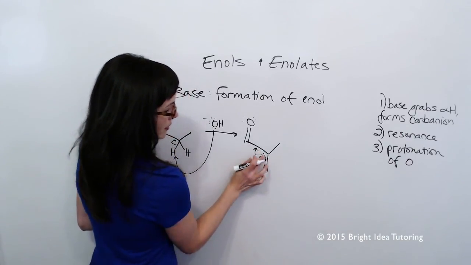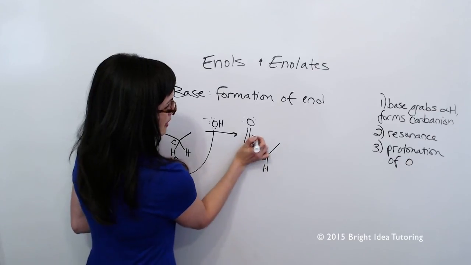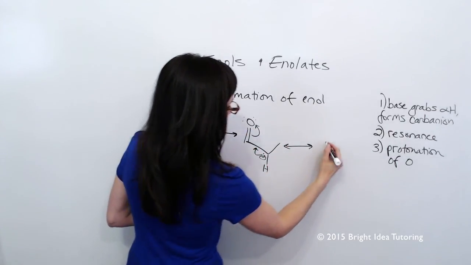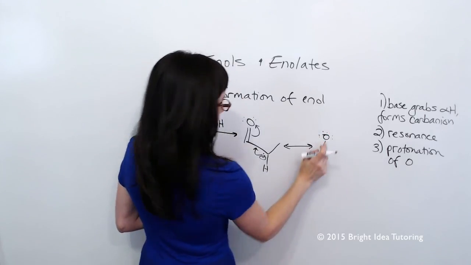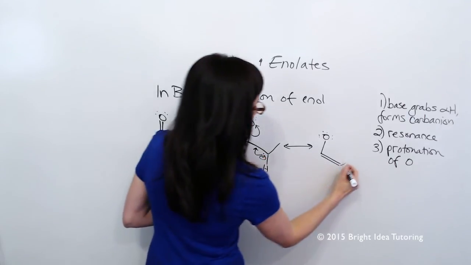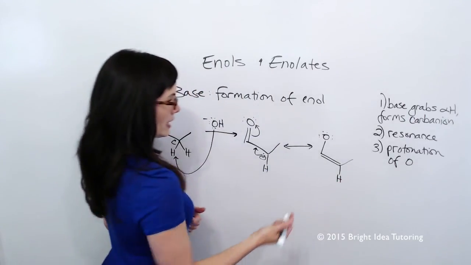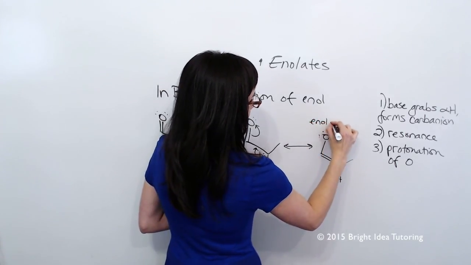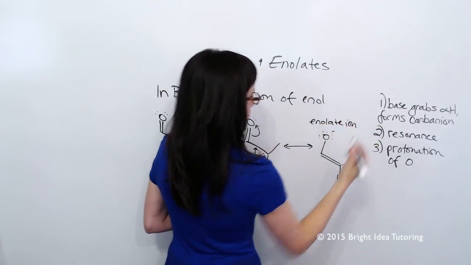These electrons are going to go right here to form a double bond, and that's going to force these electrons up onto our O. And you'll see now a single bond to O, a double bond between our carbons, and only R and H. This is called an enolate ion.